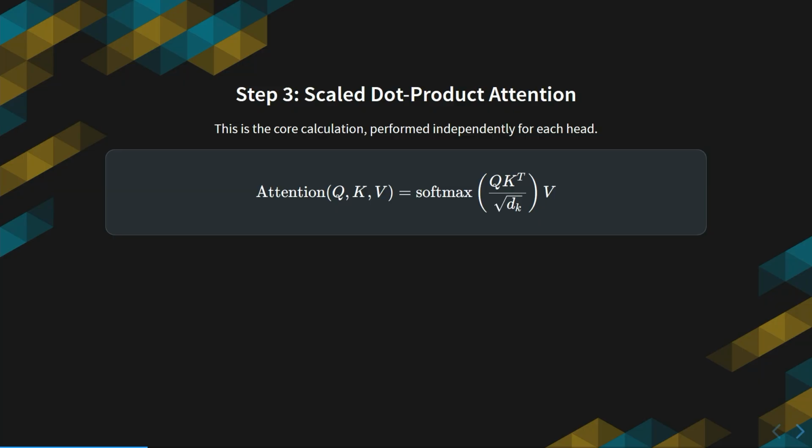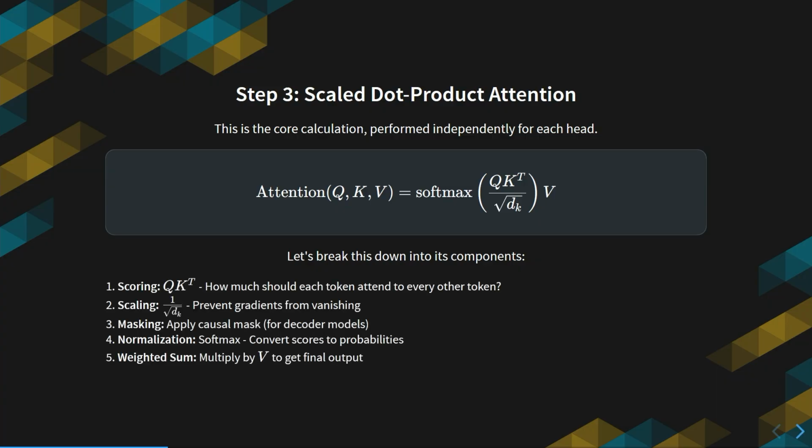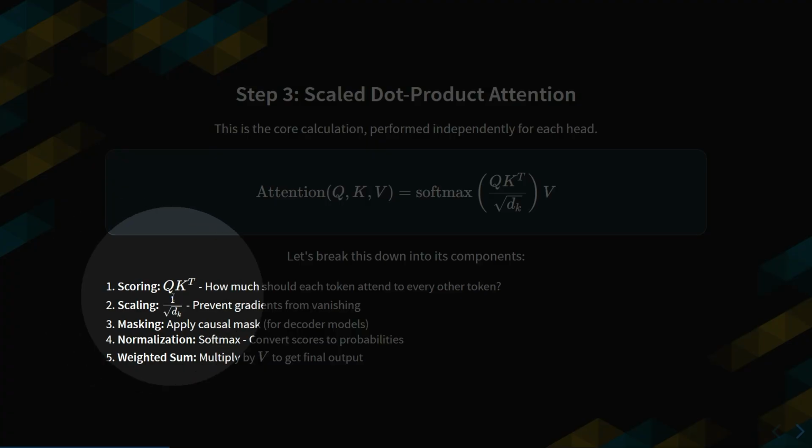Let me break this down into the components. First, we compute the score, which is Q multiplied by K transpose. This tells us how much each token should attend to every other token. Then we scale by 1 over the square root of the head dimension to prevent gradients from vanishing. For decoder models, we apply a causal mask to prevent looking at future tokens. We normalize with softmax to convert scores to probabilities. Finally, we compute the weighted sum by multiplying by V to get the final output. So these are the steps that we have.